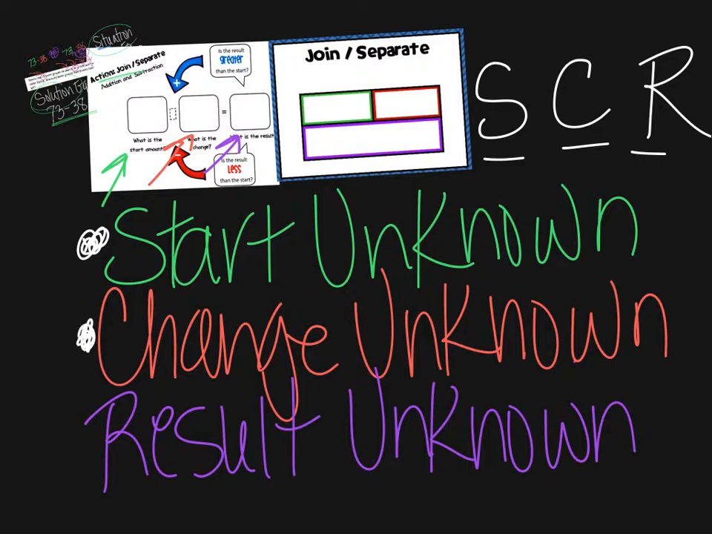Then I have a change unknown. And I know it's a change unknown because in my word problem I have number, then what? Good, question mark, then number. Excellent. And I know it's a result unknown if I have what? Number, and then the question mark. Perfect. Because it goes in order. Start, change, result. Say it with me. Start, change, result.